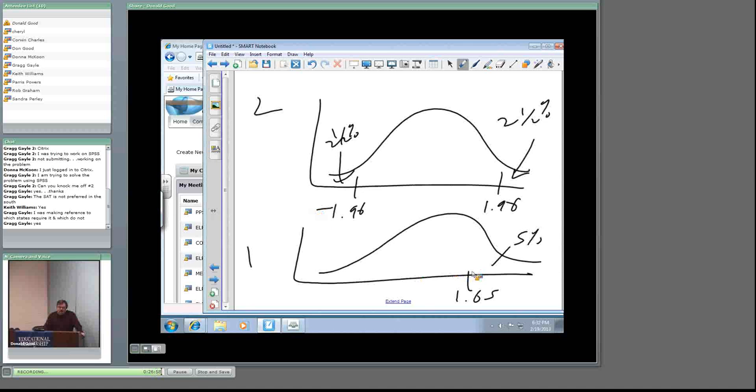Well, the 1.65 has to be further to the left because I've got more area under the curve to the right of it. So 1.65 has to be smaller than 1.96. I'm only going out to 5% here, whereas I'm going all the way out to where there's only 2.5% left here. So I go out further for the two-tailed critical value. Oh, really? I said something right. Amazing. Okay, all right.